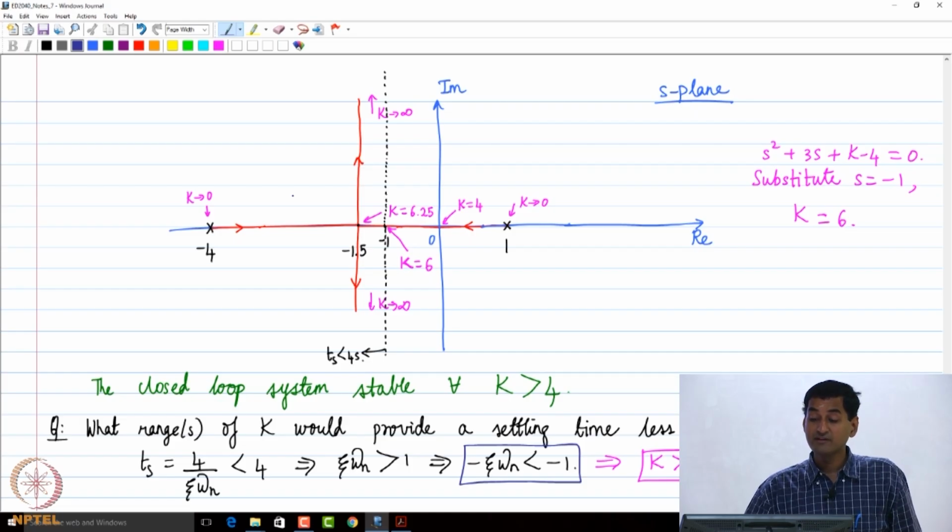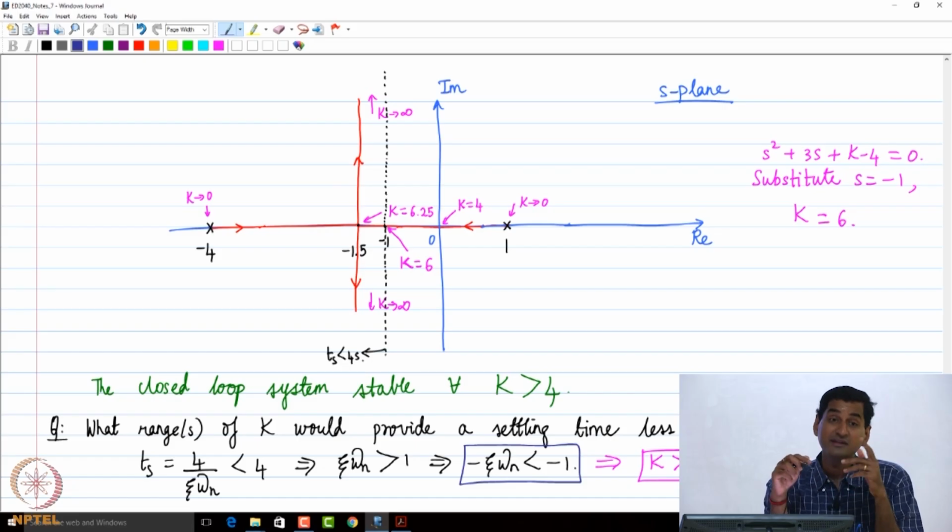To the left of the breakaway point, k goes from 0 to 6.25. So you pick any value of s, substitute it here, and you will get the corresponding value of k, right? You are asking about this range, from -4 to -1.5. It scales the same way as 1 to -1.5, right?